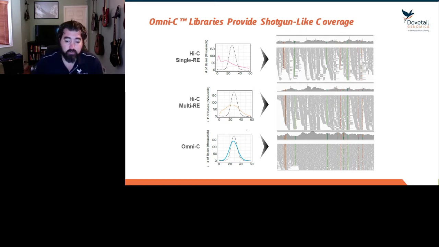So on the right, the restriction enzyme approaches, there's clearly large gaps in coverage. And at the very bottom row with the Omni-C, we are able to recapitulate shotgun-like coverage. And that's reflected in the read pileup, showing nice uniform signal there. So we can actually capture the SNPs, and that'll come into play later in the talk.